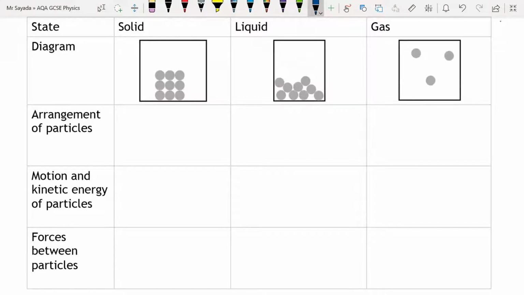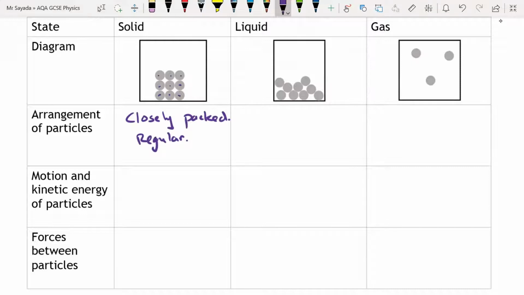You should have now had a go at filling in this table yourself. Please mark and correct your work as I go through it, and definitely include the key points that I write down in each box. So the arrangement of the particles in a solid, they are closely packed. They are very closely packed. It's what we call a regular arrangement, because as you can see, they're in nice tidy rows.